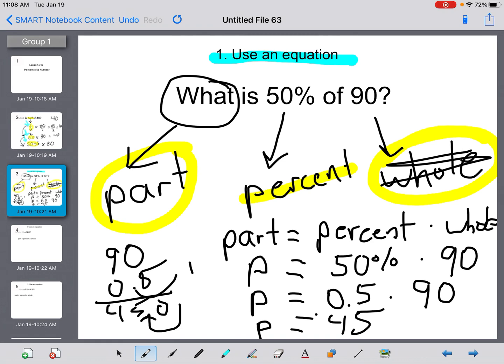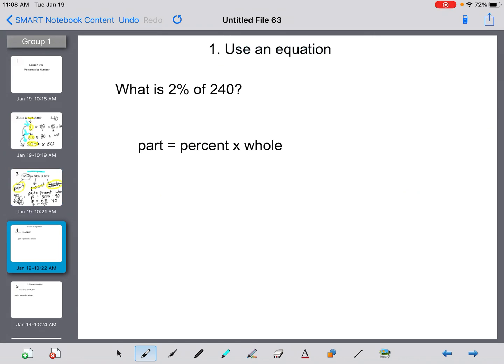Which again, this one I probably could have done in my head. What's half of 90? What's 50% of 90? It's 45. But I wanted to show you how this equation works. Part equals percent times whole. This is what you need to be able to use on our quizzes and on our tests on the rest of the unit. So let's practice that again.